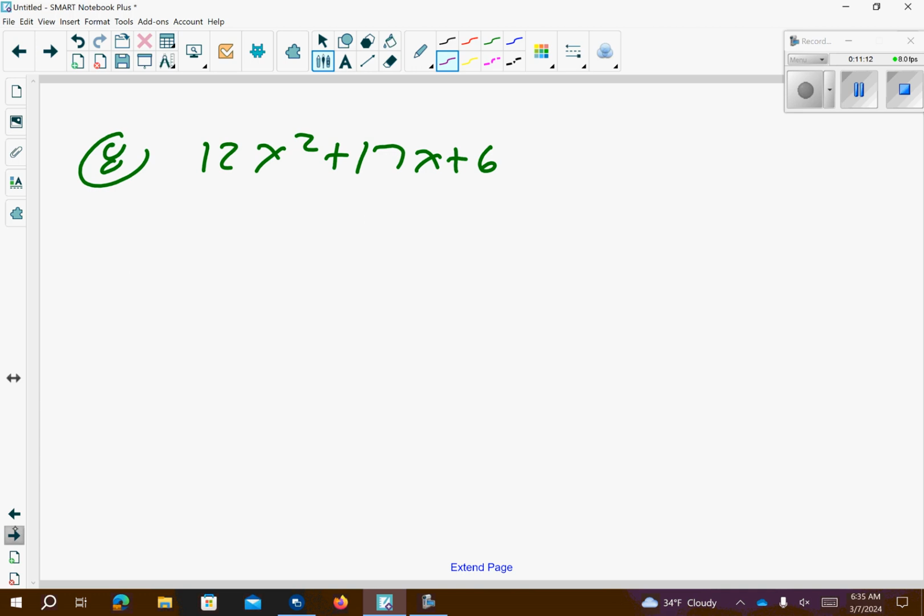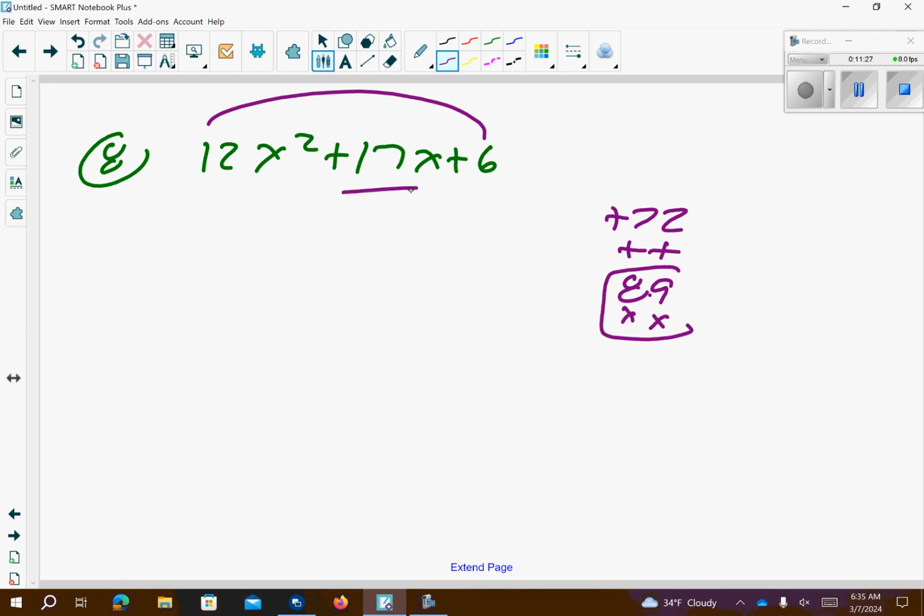We did 7. There's number 8. Let's multiply those together. That's going to give me positive 72. Both signs will be positive. Everything's positive. I think 8 and 9 are going to work. Both positive. So let's plug those into the 17x because those add to 17x.